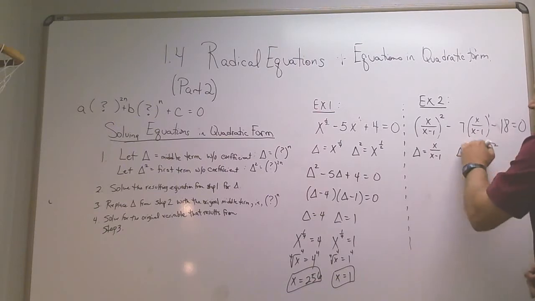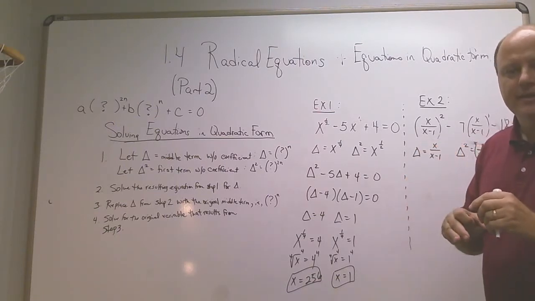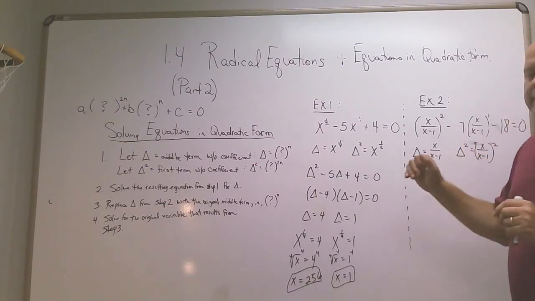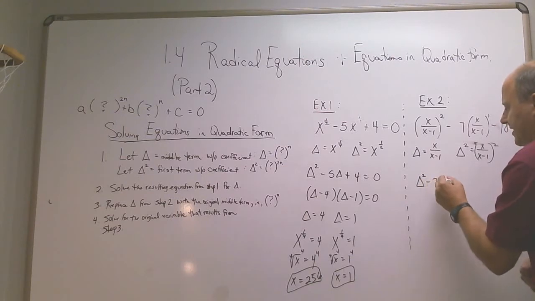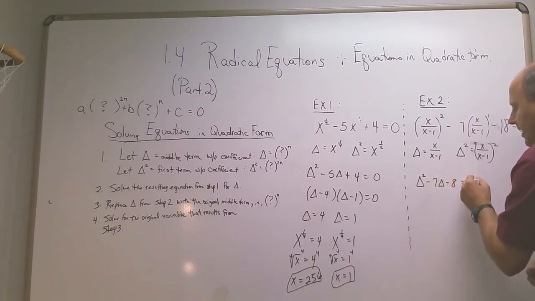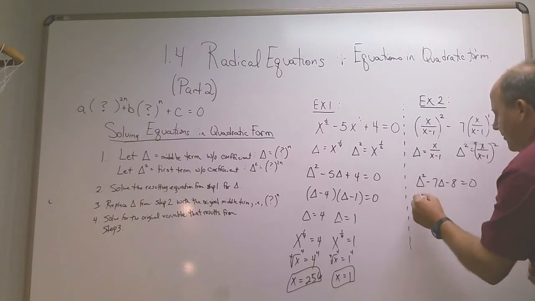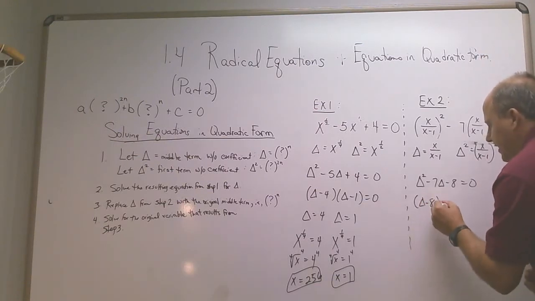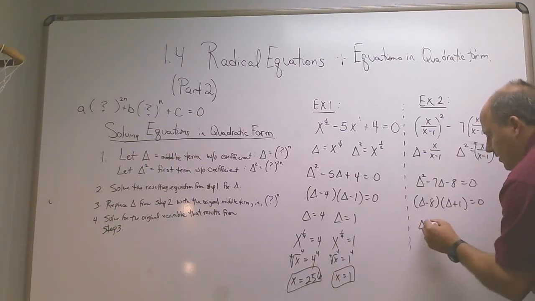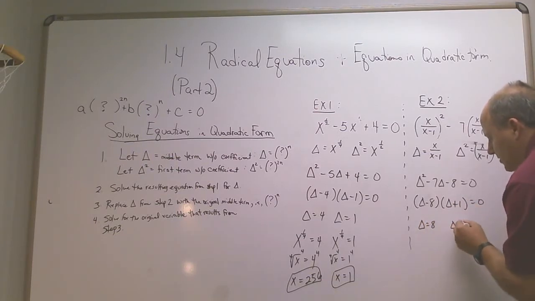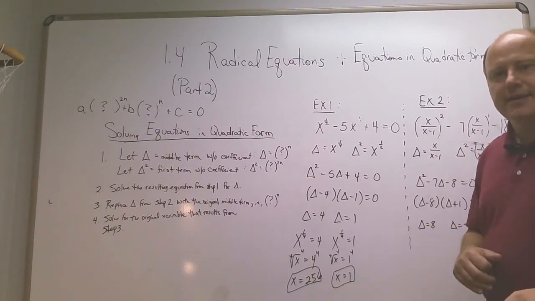Because you look at that first equation, it looks overwhelming. It's just too busy. But by putting the delta and the delta squared in there, it becomes delta squared minus 7 delta minus 8 equals 0. And then you factor it: delta minus 8, delta plus 1 equals 0. And so delta equals 8 and delta equals -1. So you've got delta by itself.